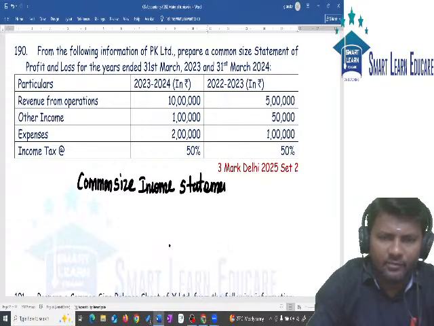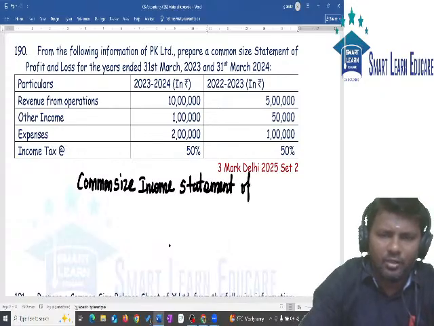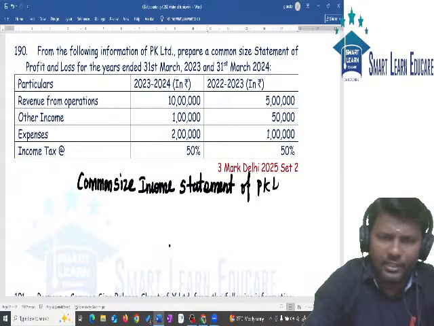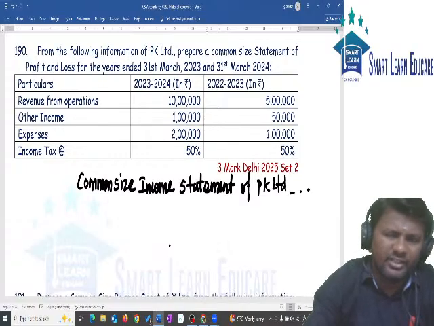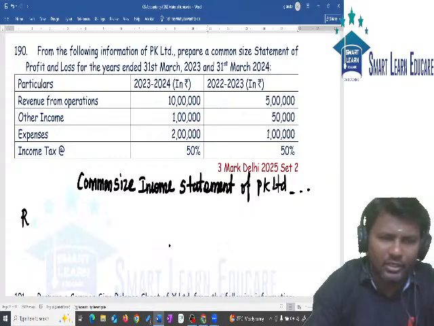Common size income statement. Quickly help me with the numbers. Common size income statement of PK Limited for 2 years, 31st March 2023-24. Write that down. First one revenue from operation, and tell me first year it is 25 lakh, and second year it is 10 lakh, plus expense.